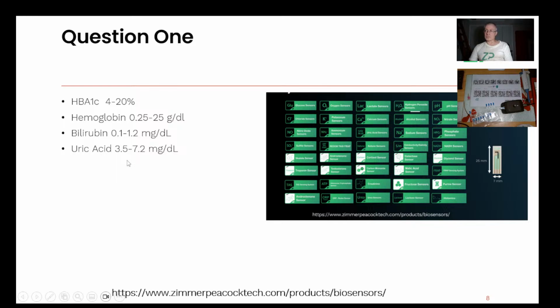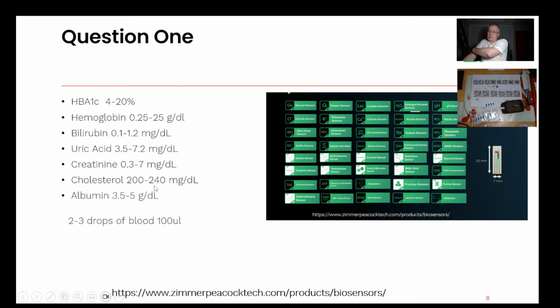It's not on the web store. We've just done it for other companies. Uric acid is an assay that we do have on the web store. So is creatinine. Cholesterol we don't, but there are probably hundreds of millions of cholesterol tests done per annum, so it's quite a straightforward test to develop. Albumin is the same as well.